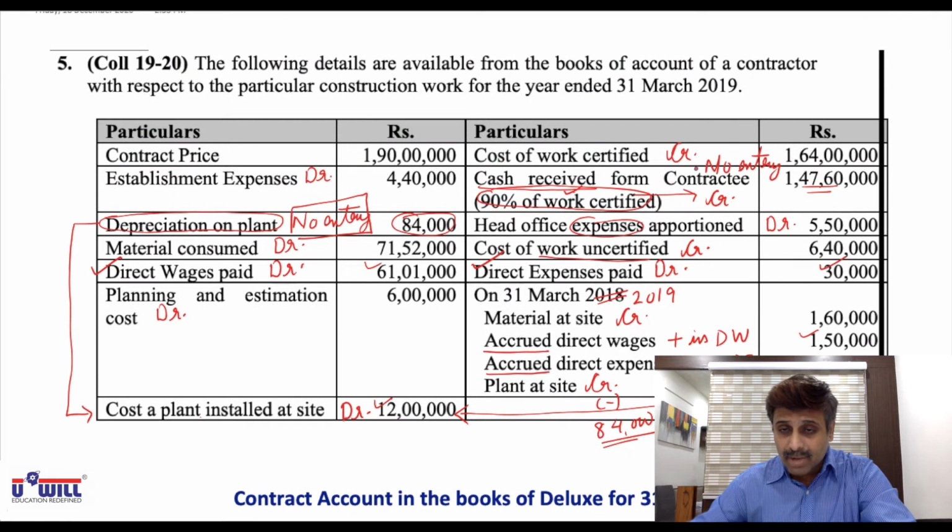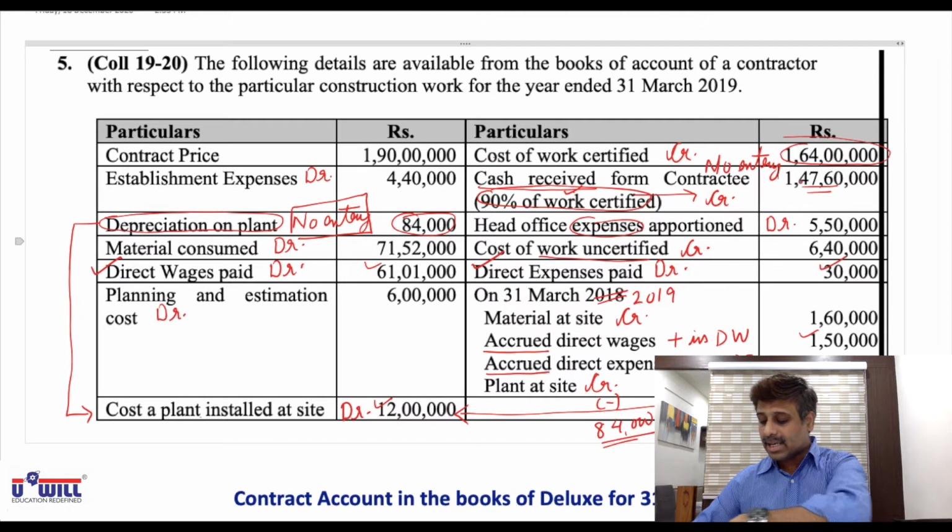One more correction I would like to make. We don't have to find work certified, because that cost of work certified is already given as 1 crore 64 lakhs. All of you just cross verify. Is this 1 crore 47 lakh 60,000 90% of 1 crore 64 lakhs or not? If you do 1 crore 64 lakhs into 90%, you'll find 1 crore 47 lakh 60,000.